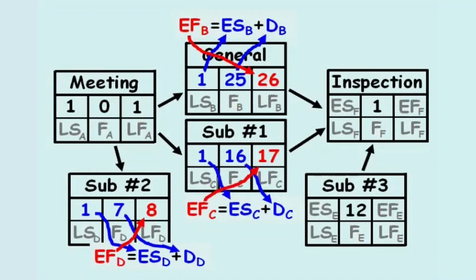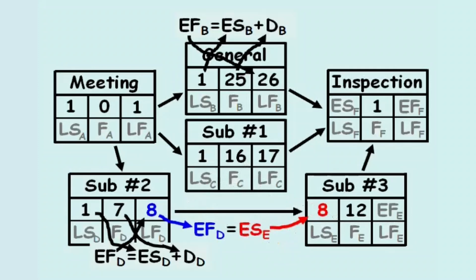The earliest that subcontractor number 3 can start is the same as the earliest subcontractor number 2 can finish, which is 8. Therefore, the earliest that subcontractor number 3 can finish is 8 plus 12, which equals 20.